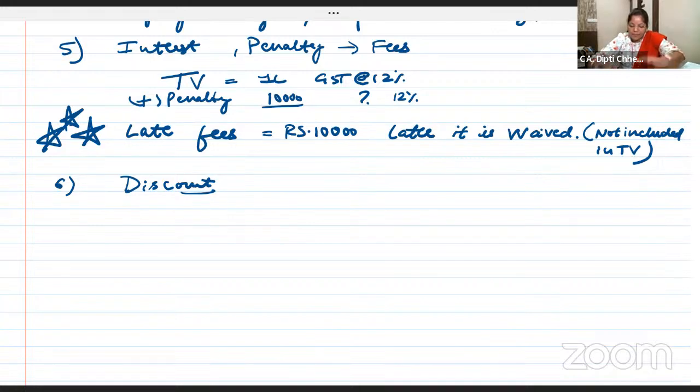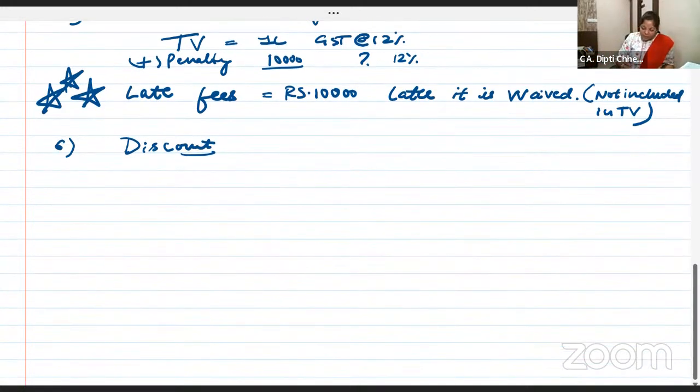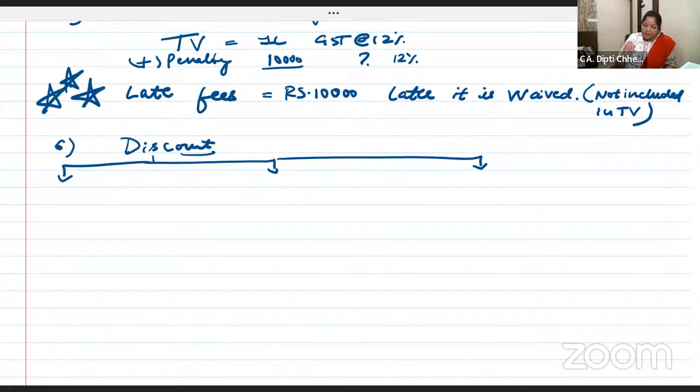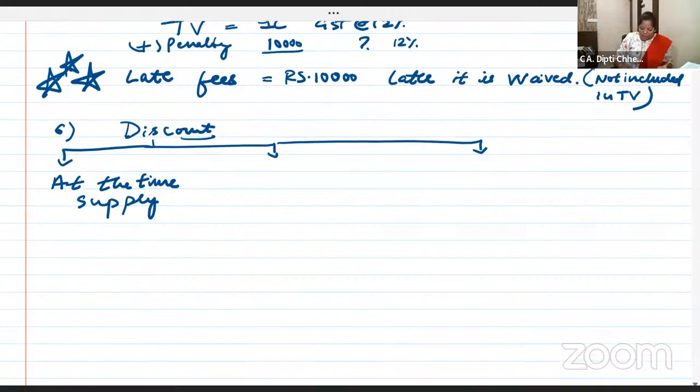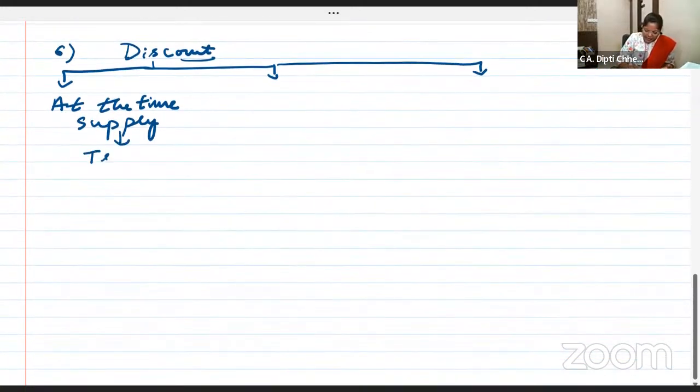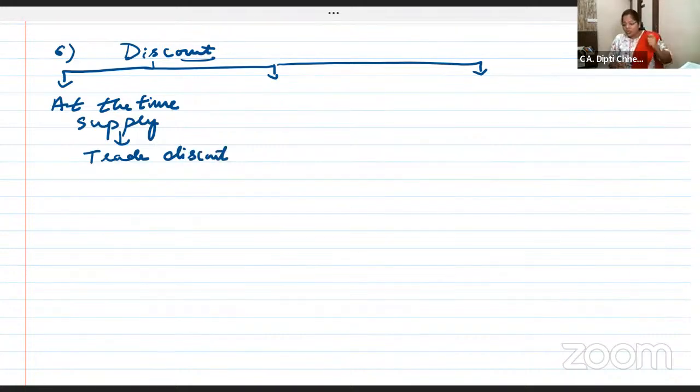You know, discounts are given. So first, discounts are given in stages. We can make a flow chart, or a table form also. So first discount is given at the time of supply. You go to a store and say, nowadays everyone gives discounts. So at the time you take the delivery of the goods, the discount which is given is called trade discount. I hope every student in accounts knows the difference between trade discount and cash discount.